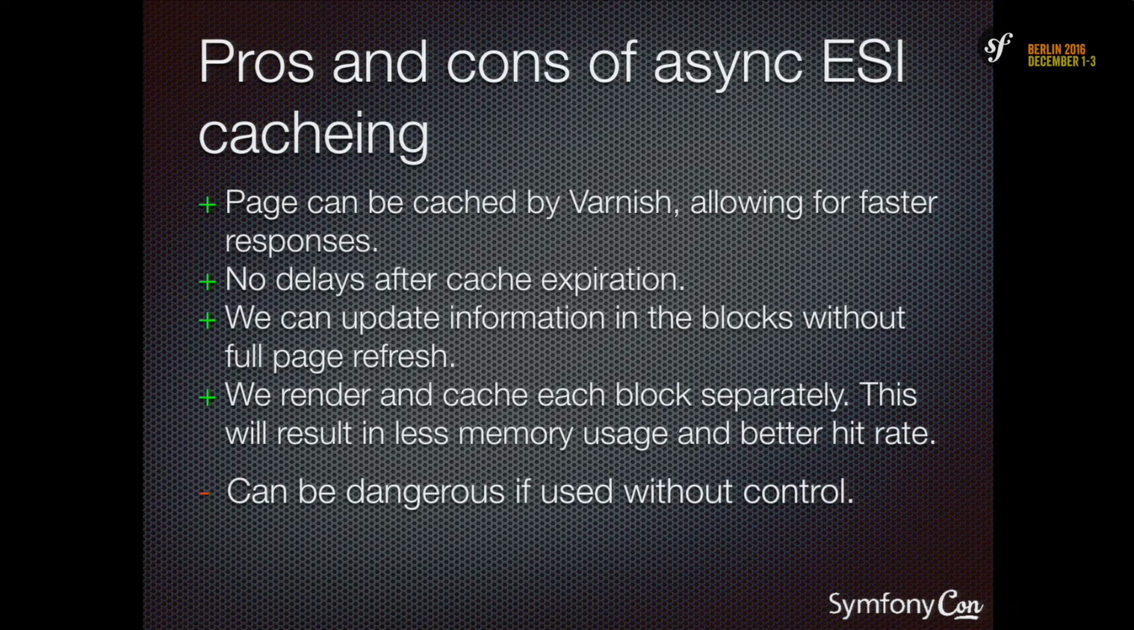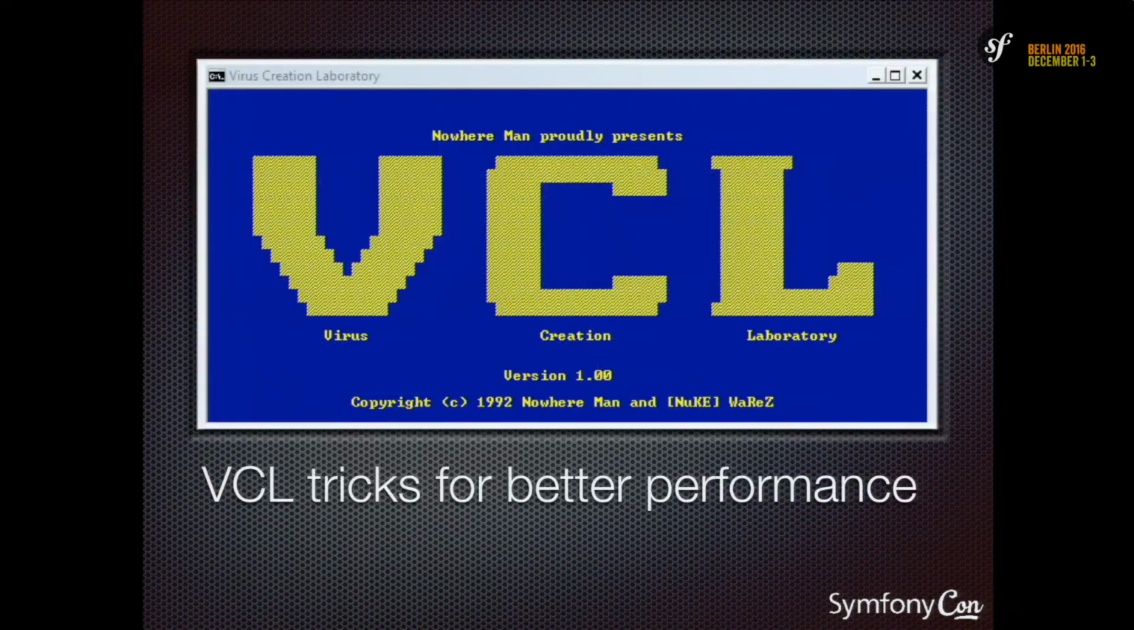So that's an overview of possible ways to use Varnish for caching. Of course, each of them has its own advantages and disadvantages, but the ESI model is definitely the key to success. Let's have a look at VCL tricks for better performance, because I think it's the most interesting part of the presentation, because Varnish is a hidden gem.